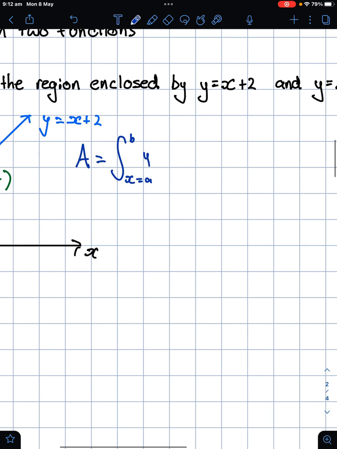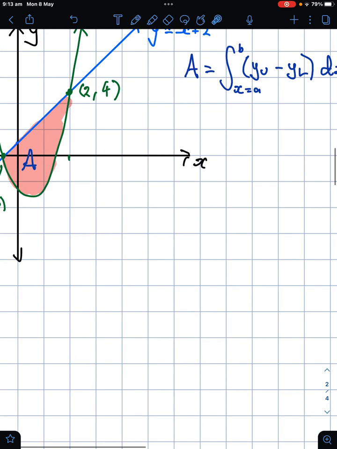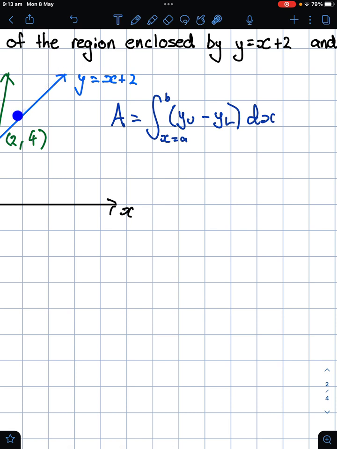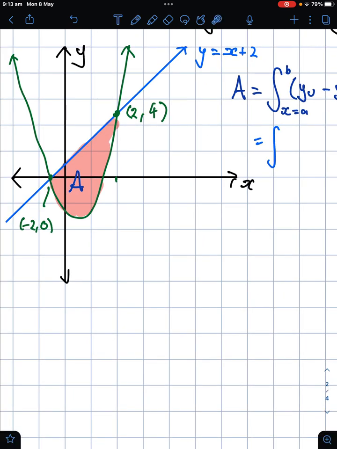And we need to figure out what y upper minus y lower with respect to x is. So let's identify our functions. The parabola is our lower function, which means our straight line is our upper function. So we're going to have the integral, our lower x value intersect is this one, negative 2. So we're going to go from negative 2 to 2.